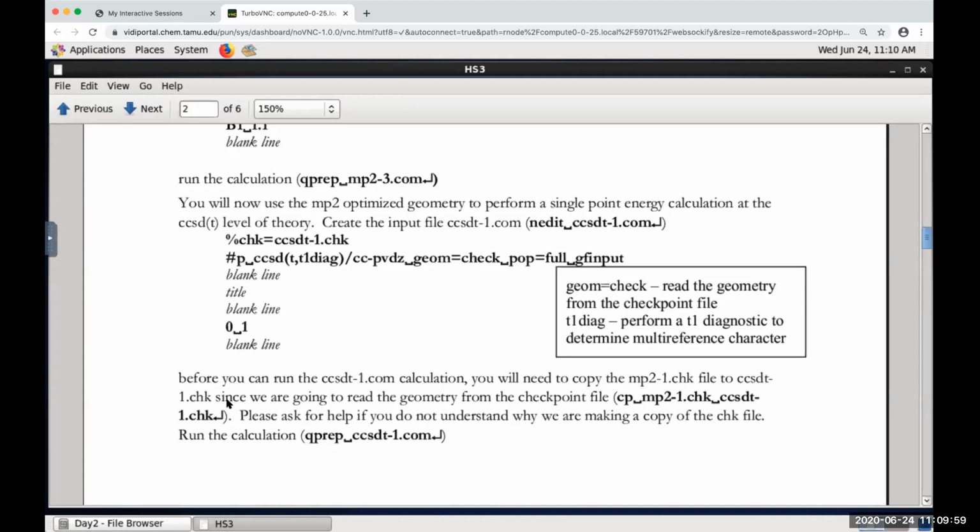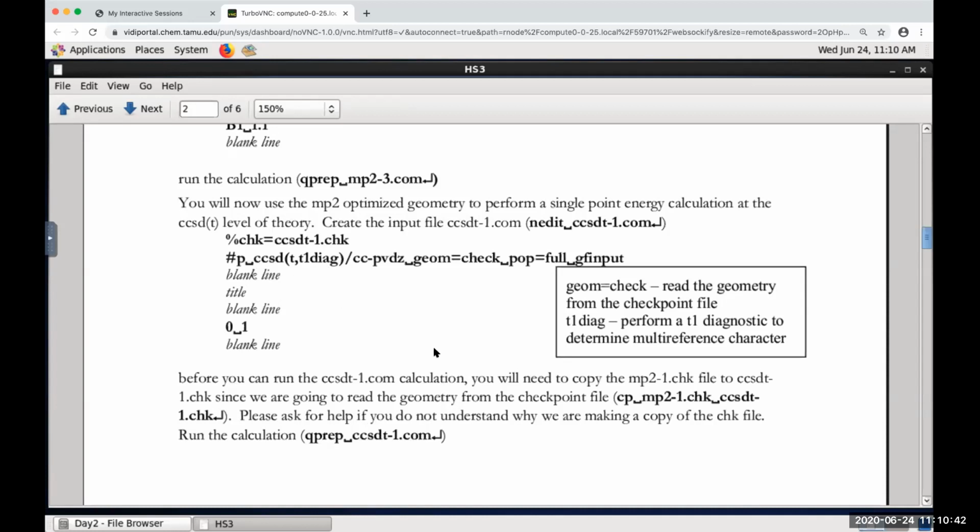That means that you will not have the geometry in the input file, because it's going to get the geometry from the checkpoint file. So often I will get the question, why don't you just call this MP2-1 up here if that's where the geometry is? Well, that would mean that you would overwrite your original MP2 file, and you don't want to do that because you want to keep those results from the MP2 calculation. If you put the MP2 checkpoint file name here, you'll overwrite it. So we make a copy of it, read in the geometry, and then it's going to overwrite it with the updated results.